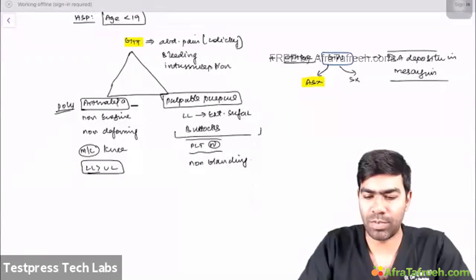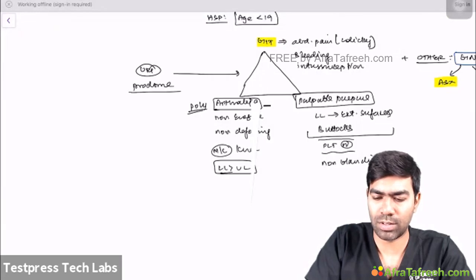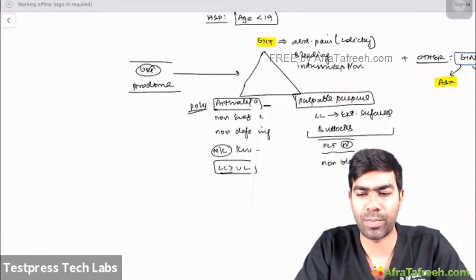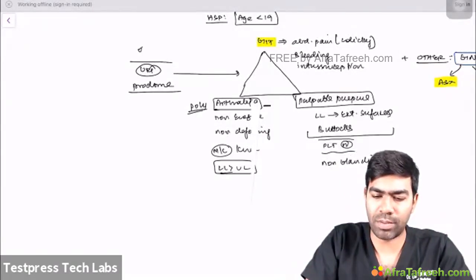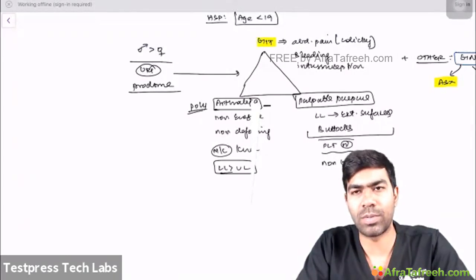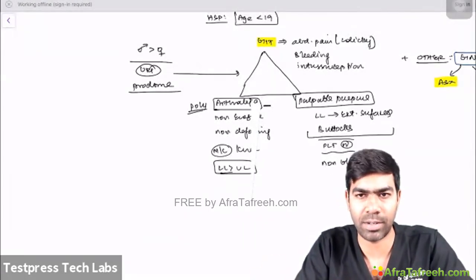And more often, before getting the Henoch-Schönlein purpura, most of the children will have a URI prodrome. They will have a sore throat, stuffiness of the nose, and a URI-like kind of prodrome. And it's more often going to affect male children than female children. The typical age group is around 11, 12 years. That's the usual age group that will be affected.